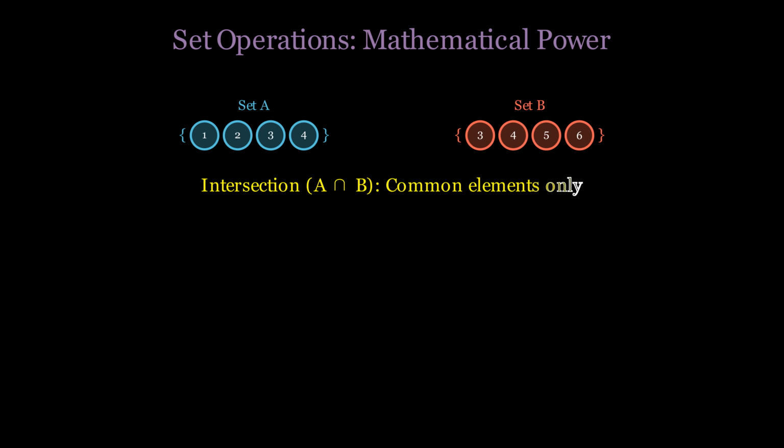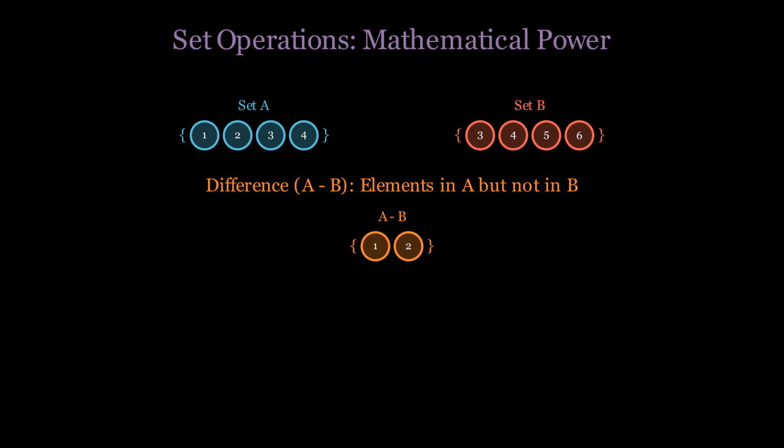Intersection contains only elements present in both sets. Here, only 3 and 4 exist in both set A and set B. Difference gives elements in the first set but not the second. Elements 1 and 2 are in set A but not in set B.